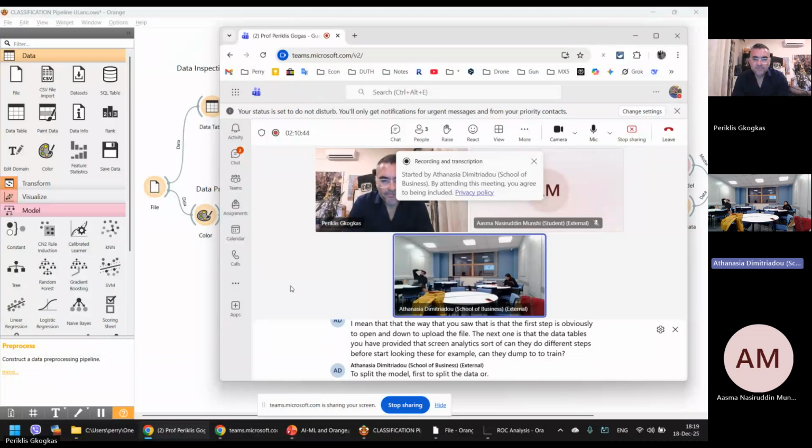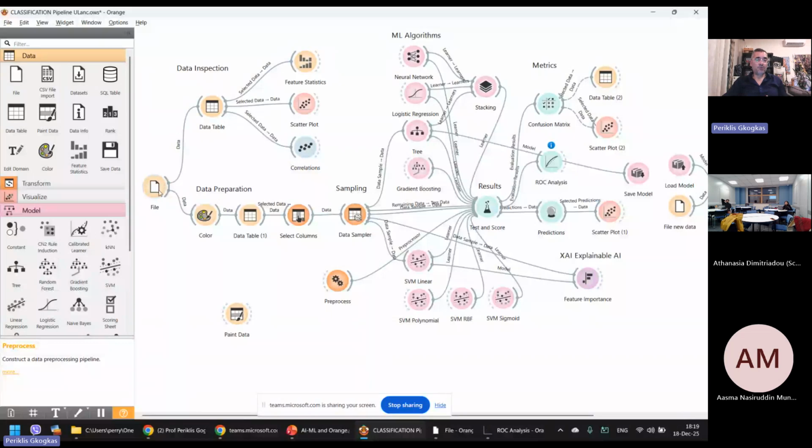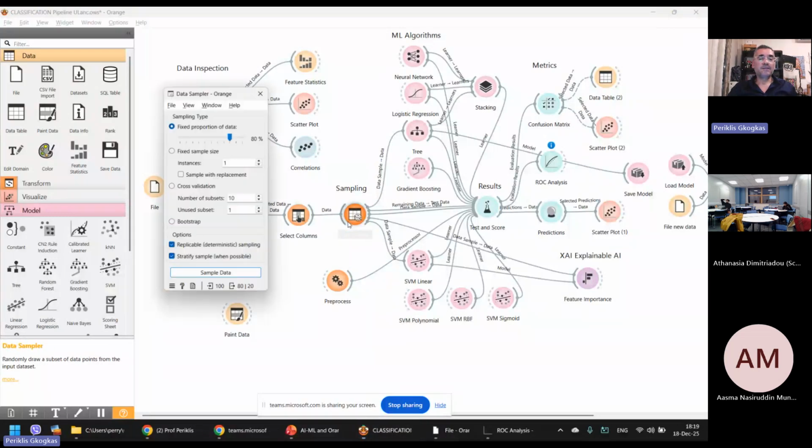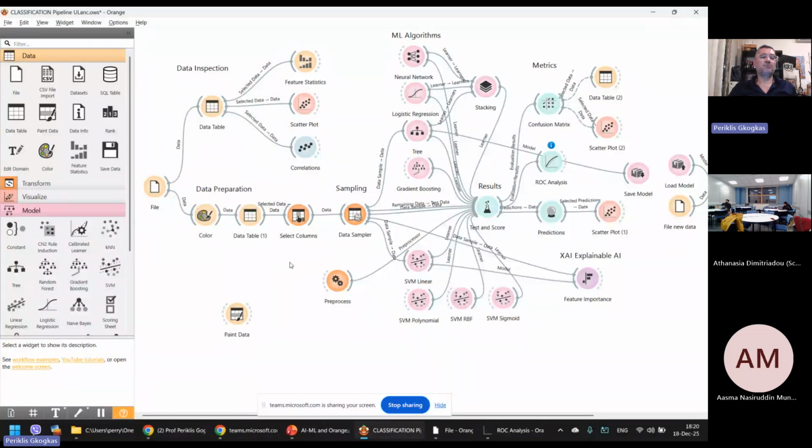Okay, no, you have to follow these steps because they make sense, right? First, you upload the data, then you have to select the independent and the dependent variables. Then, in this case, you split the sample, and so on. So this is the best way to proceed. It's logical, it's efficient, and it's the best way to proceed.